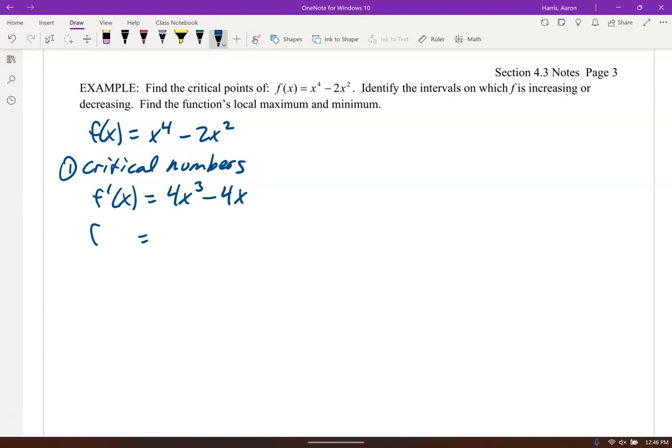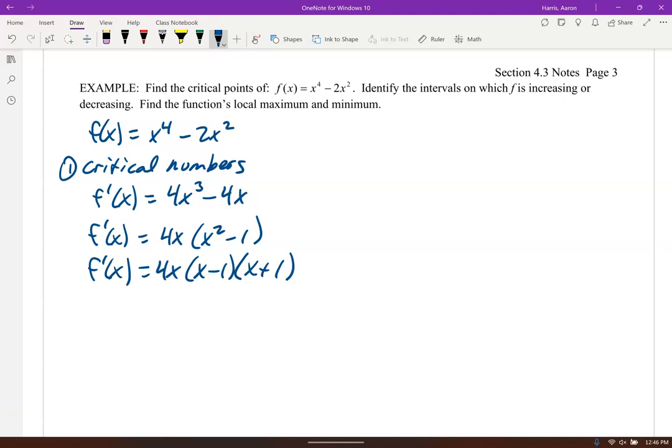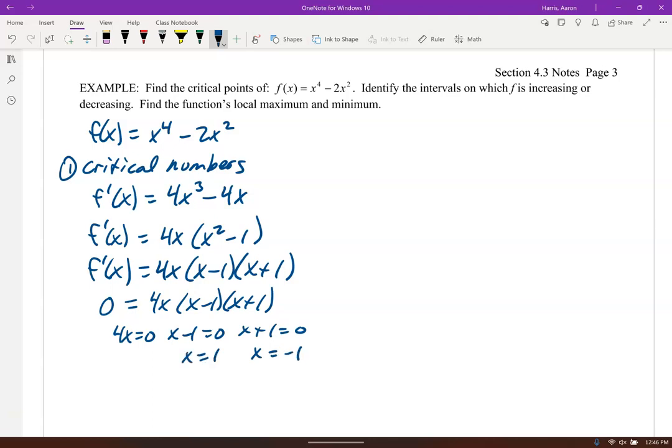And then let's take a 4x out. We've got x squared minus 1. Let's keep factoring that. So here's f prime of x. For our critical numbers, where is this undefined? I have no place where it's undefined. It's not like I have a denominator or anything here on the derivative function. But where does it equal 0? Solve each of these. Divide by 4 on both sides, so I have 0, 1, and negative 1.